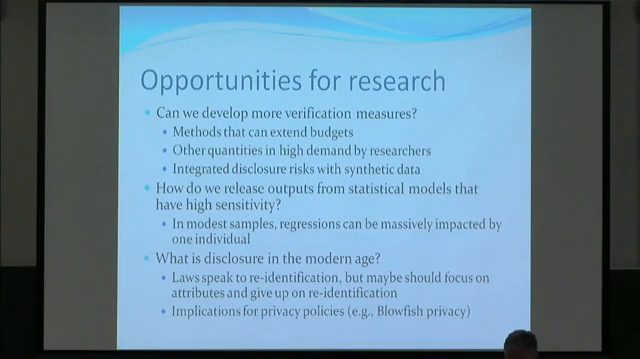And then the last thing, which I'm not sure is the purview of this group, but what is disclosure in the modern age? A lot of the laws in the US anyway speak to re-identification, but maybe that's not the right thing to focus on. Maybe the thing to focus on is more about attribute disclosure and just give up on re-identification. I think re-identification was put in because it was something clear and well-defined, whereas for attributes, everybody may have their own belief as to what's an attribute disclosure.